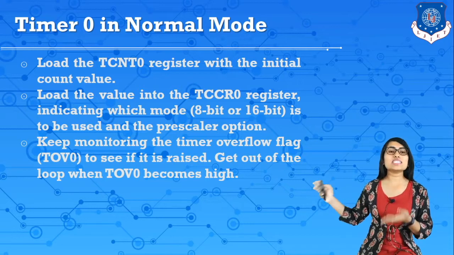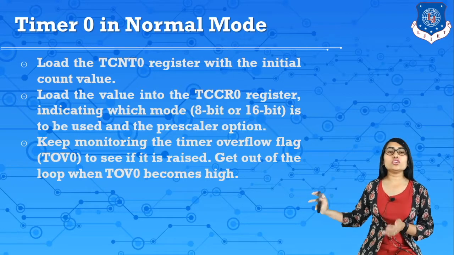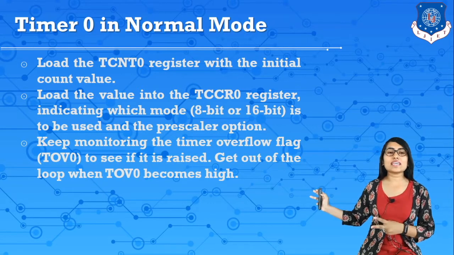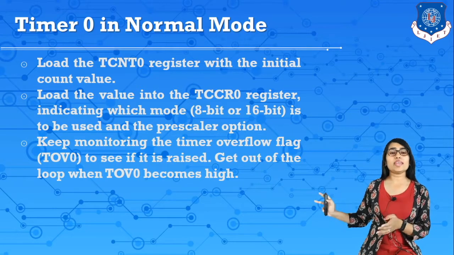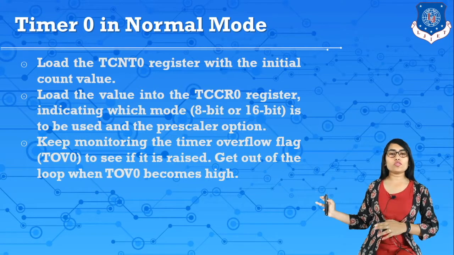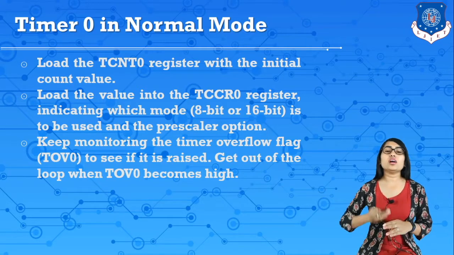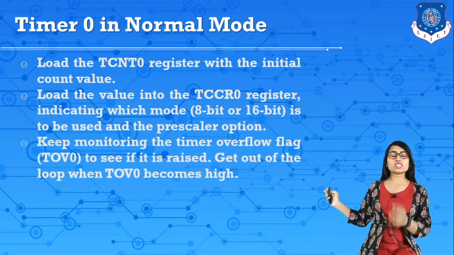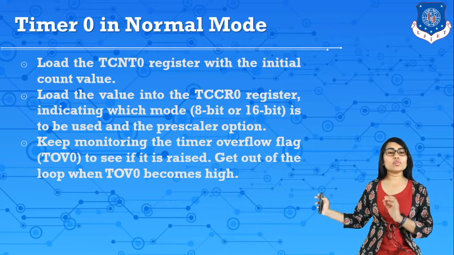So to load the TCNT0 register for a desired duration, first load the value of TCNT0, then the value of TCCR0 indicating which mode is to be used and the prescaler option. Then keep monitoring the timer overflow flag TOV0. If TOV0 is equal to 1, that means the timer counted all the values and we have our desired time delay. As soon as TOV0 is equal to 1, get out of the loop.